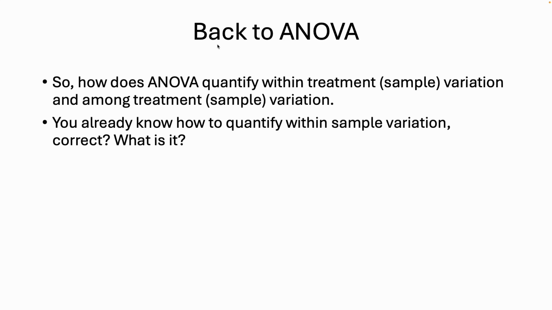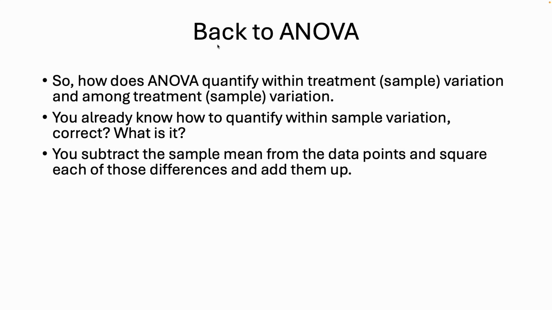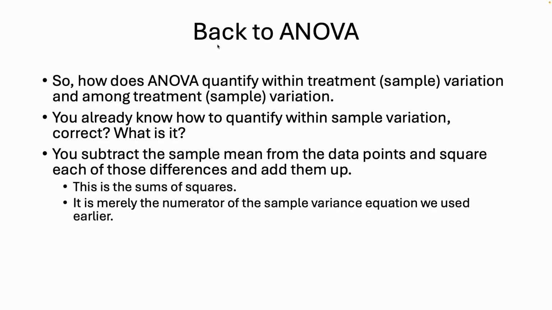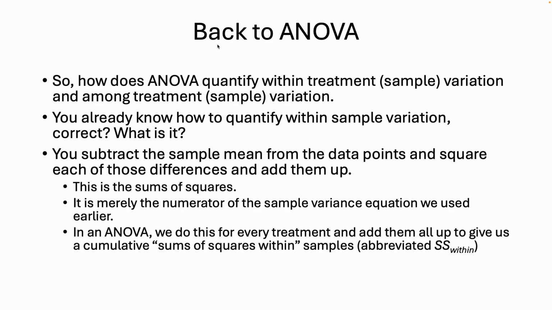Well, you already know how to quantify sample variation within treatments, right? Remind yourself briefly what that is. You subtract the sample mean from the data points, you square each of those differences, and you add them all up. In ANOVA, you then do that for every treatment that you have, and you add all of that up. This is the sums of squares. It's merely the numerator of the sample variance equation that we used earlier. In an ANOVA, we do this for every treatment, add them all up, and this gives us a cumulative sums of squares within samples. It's abbreviated sum squares within.